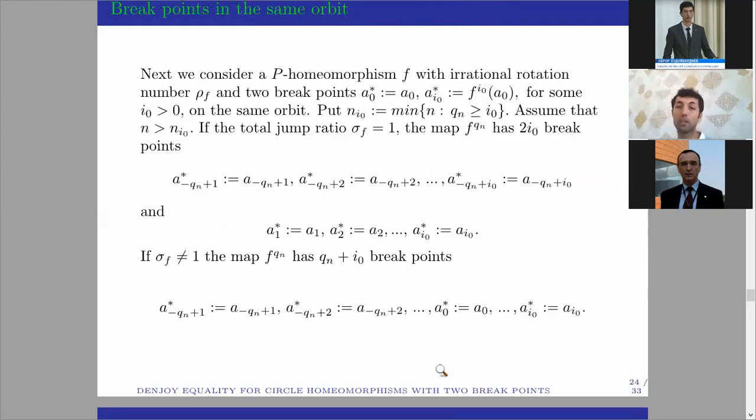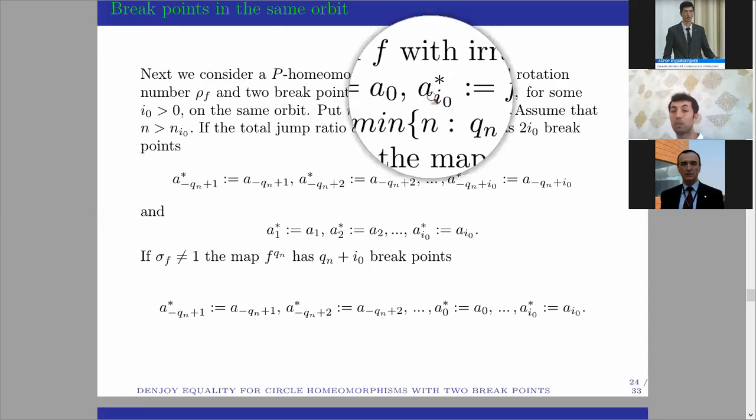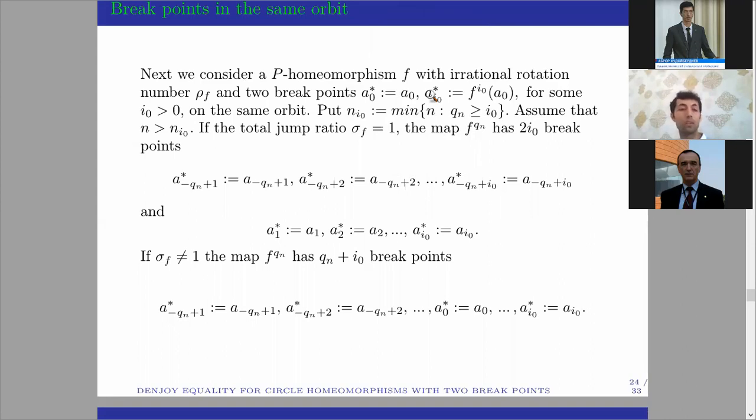Until now, we considered the 2 breakpoints in different orbits. Now, let's consider when the breakpoints are in the same orbit. For example, one breakpoint we consider as A0, and the second breakpoint is I0. So I0 is an iteration of A0 in the same orbit. Here should be a C0, yes? Yes, C0. But after the I0 iteration, it comes to C0. Sorry, here there is a misnotation, a typo.